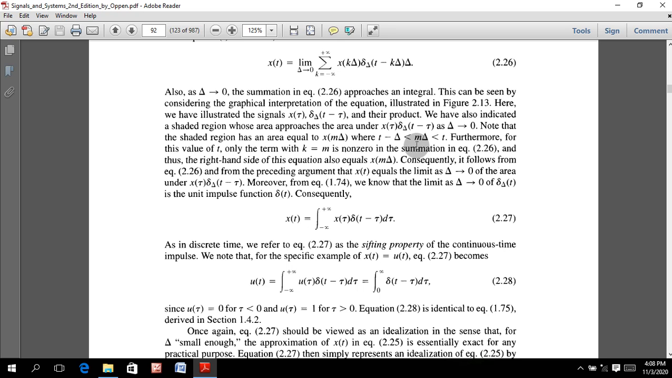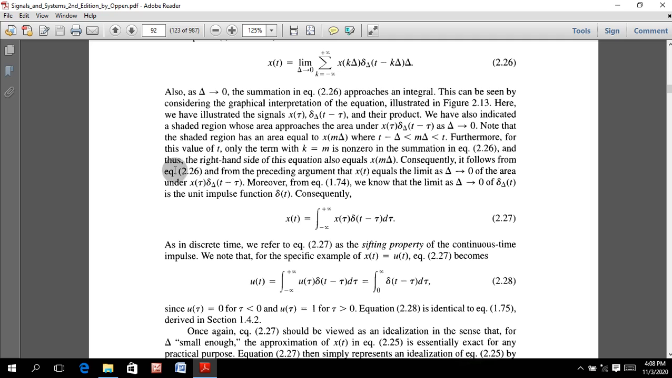The whole statement is trying to provide us the information that I have already discussed, that the del value tends to 0. It is a very infinitesimally small amount within which the amplitude of the impulse signal is present. For the value of t, only the term with k equal to m is non-zero in the summation of equation 2.26, and thus the right hand side of this equation also equals x of m del.